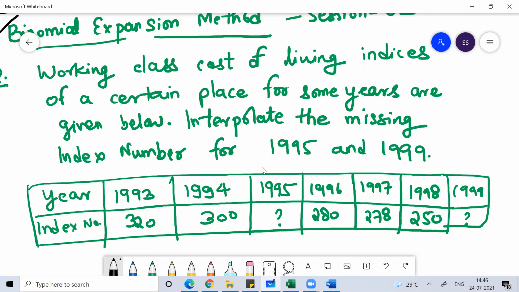This data is given to you, and we have to find two unknown values, the values for the year 1985 and the year 1999. This we need to find here. So how can we find the value of 1985 and 1999? That is what we are trying to learn from this numerical. So everyone please make a note of this numerical, and then we are good to go to solve it.